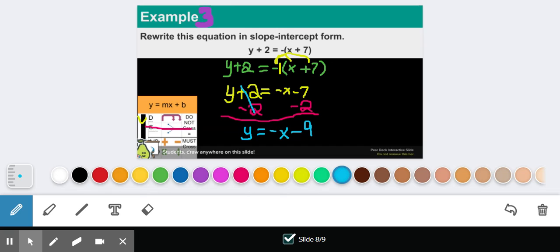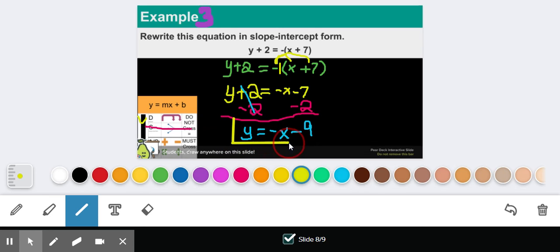I got an x times something. Remember, I'm smart, so I know that there's that invisible 1 right there. So it's -1 times x. So -x, I can write it like that. And then I know that my b value is -9. So we have our final answer.